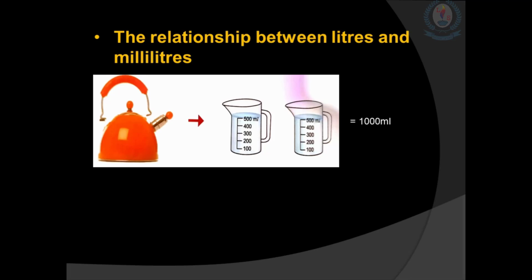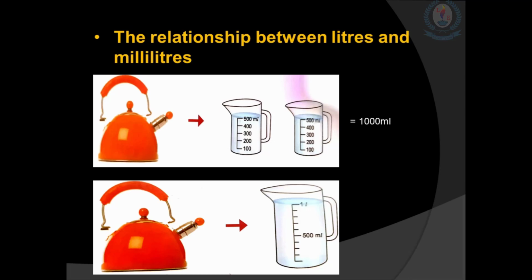We can also use a 1 liter measuring jug to measure the capacity of the kettle. If we pour all the water into a 1 liter measuring jug, it fills it to the 1 liter mark. So, we can say 1 liter means 1000 milliliters. 1000 milliliters are equal to 1 liter. That is the relationship between liters and milliliters.